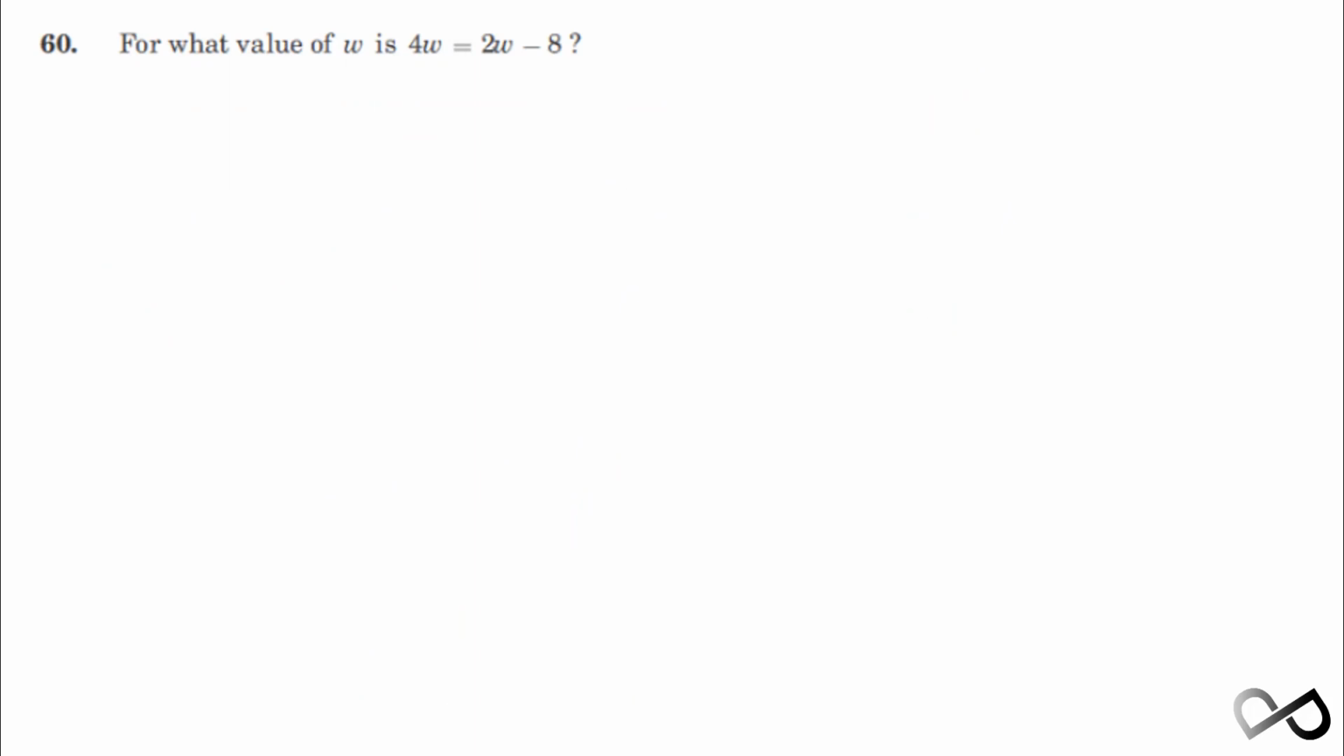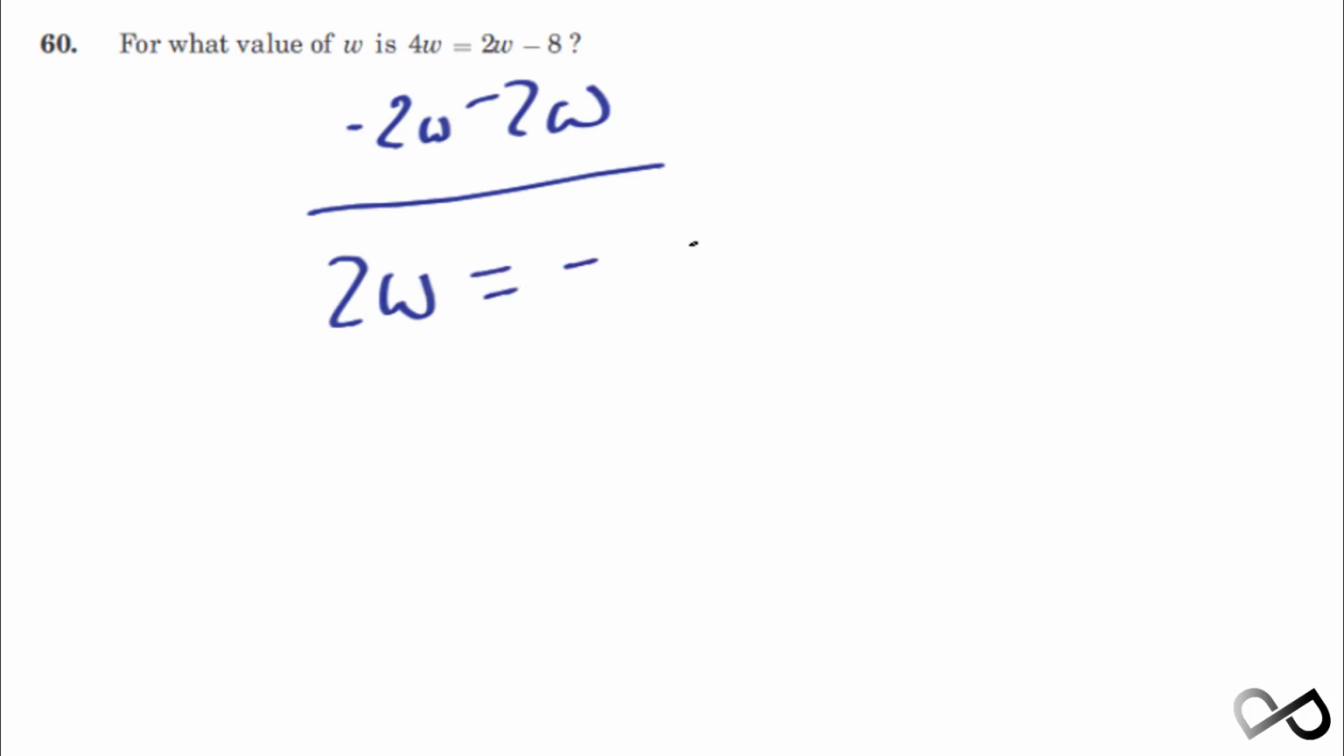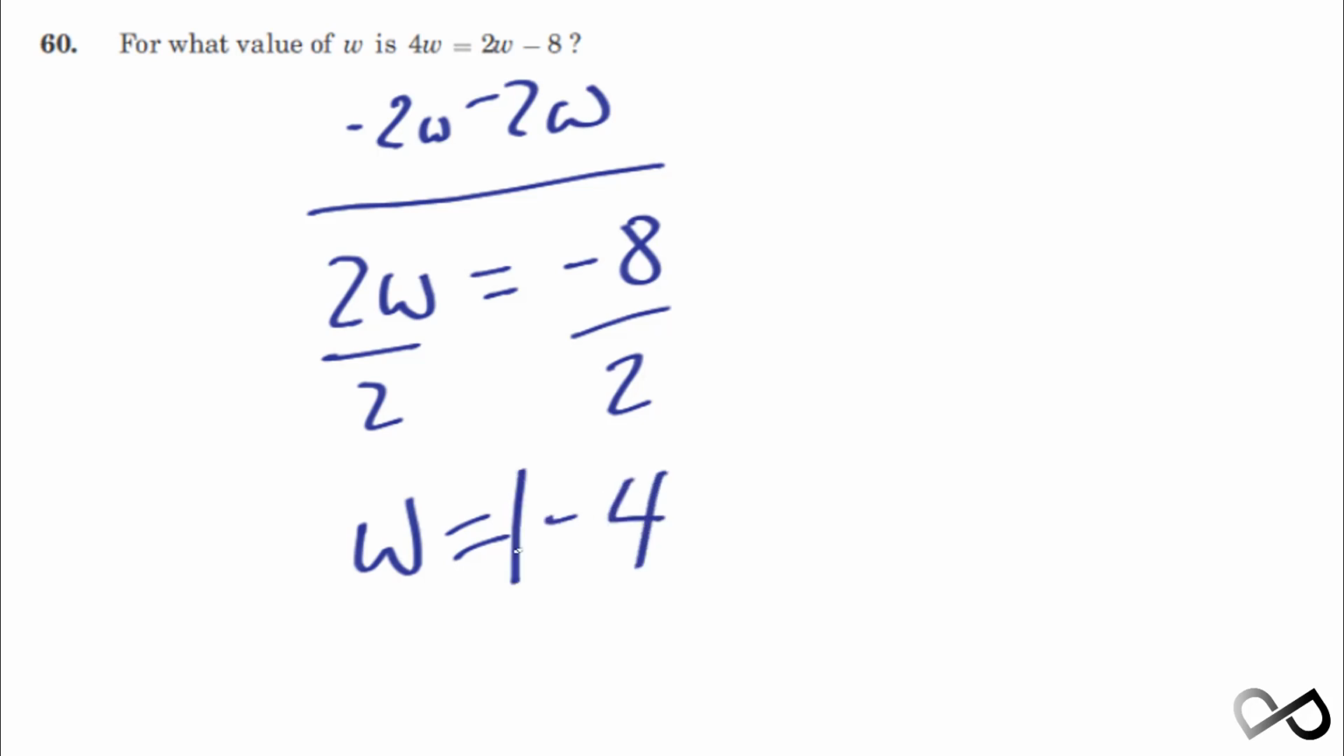Number 60 says, for what value of w is 4w equals 2w minus 8? This is a fairly straightforward algebra question. We're going to solve for w by subtracting 2w on both sides, and that's going to give us 2w on the left and negative 8 on the right, and then divide by 2 on both sides, and you're going to get w equals negative 4, and negative 4 is our final answer.